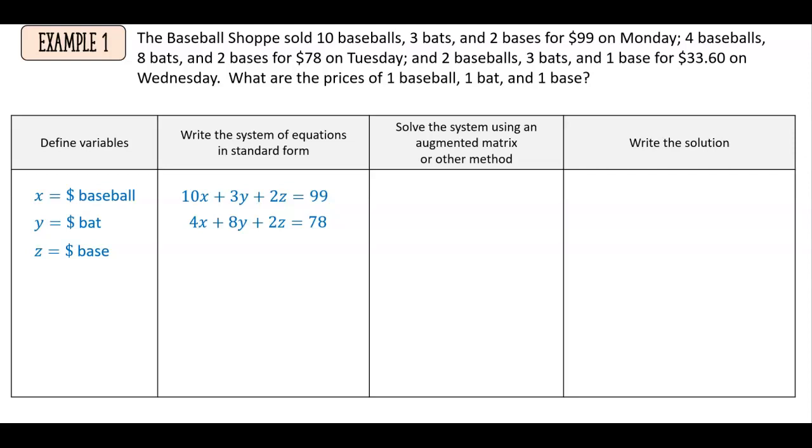You had your hand raised? What do you think? 2 plus 3y plus 1z equals 33.60. Very good. So 2x plus 3y plus 1z equals 33.60. Do you see how we're just taking, I know it's words, which can be confusing, but we're just dissecting out what you need, making it into 3 equations.